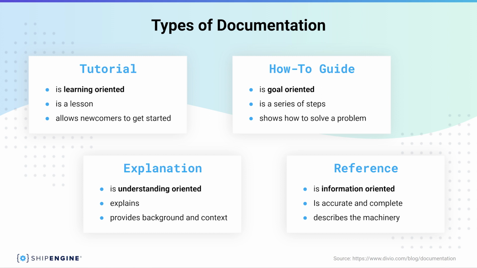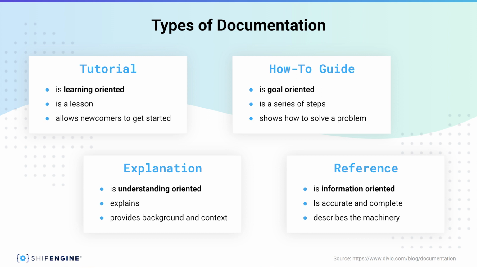How-to guides are the next level up. A how-to guide is very much like a tutorial. It's still a step-by-step guide, but it's goal-oriented. The goal of a how-to guide is to literally help someone solve a business problem. So in ShipEngine's case, we have how-to guides on how to print a shipping label, how to track a package, how to validate an address, that kind of thing.